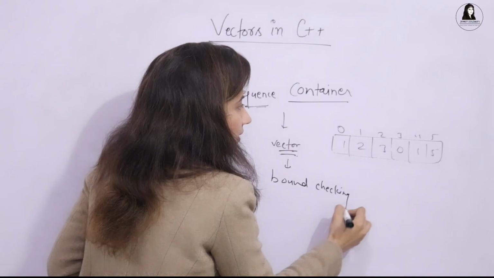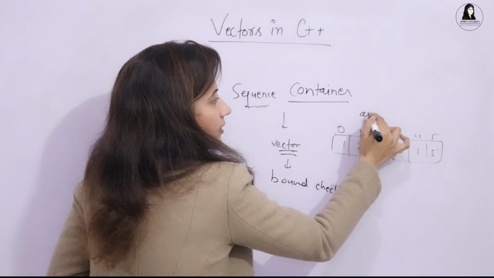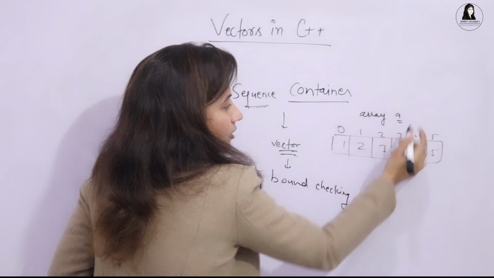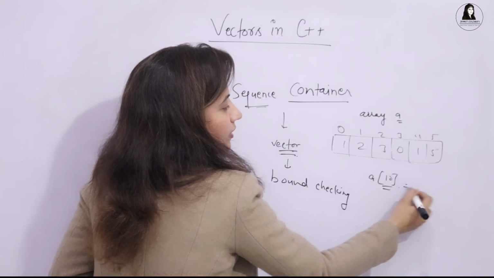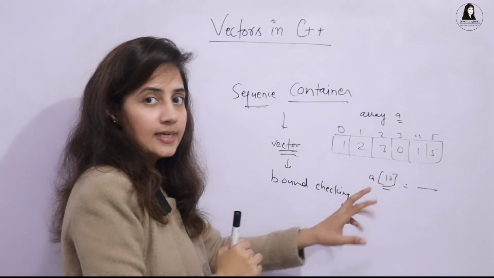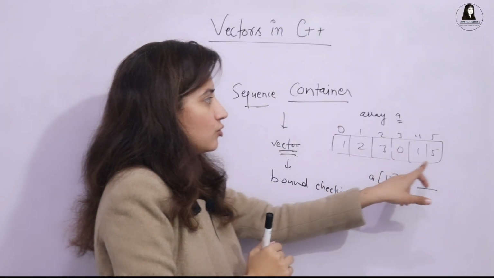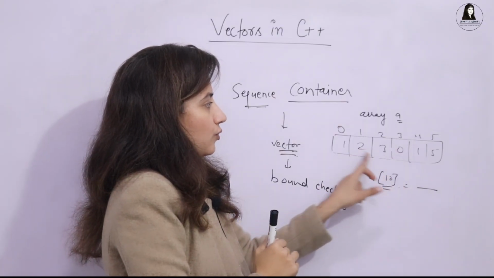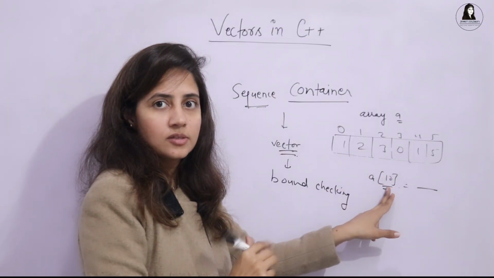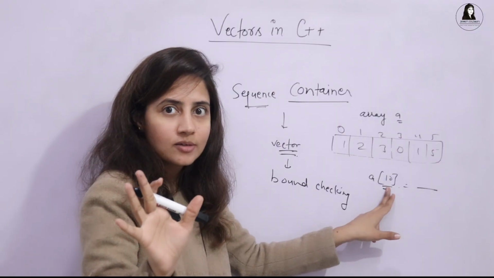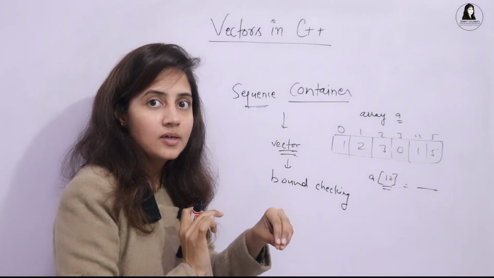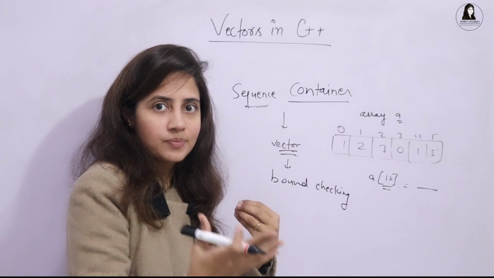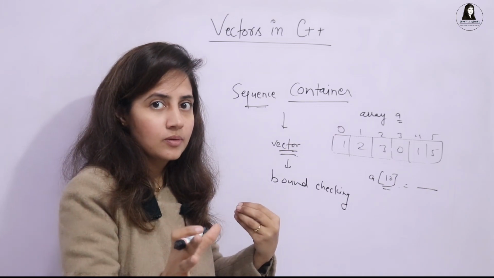If this is an array named A, and I want to access element 10, it will give some garbage value. Ideally it should give an error, since the array size is only 1, 2, 3, 4, 5, 6 elements, so we cannot access this. This is out of bound, but it will not give any error. So there is no bound checking in arrays, but vectors provide bound checking, right? There are some functions that provide you bound checking.